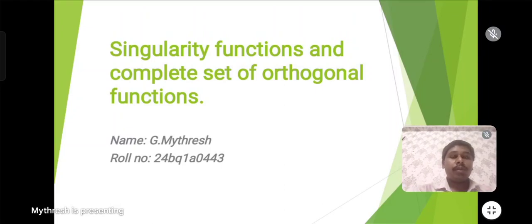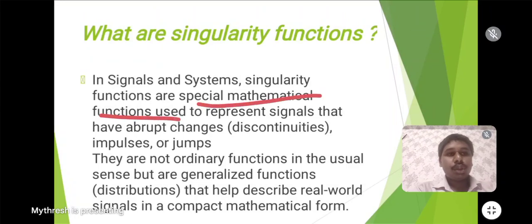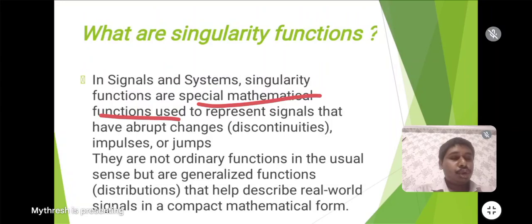I'm going to give a brief seminar on the topic singularity functions and complete set of orthogonal functions from signals and systems. So let us see what singularity functions are. Singularity functions are special mathematical functions used to represent a signal which has abrupt changes or discontinuities, jumps. They are not functions in the usual sense but are generalized functions. They are described for real life applications.